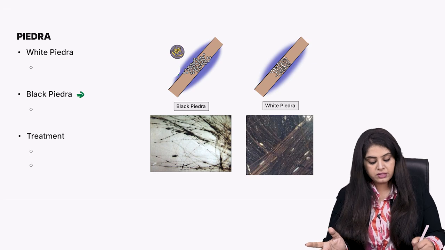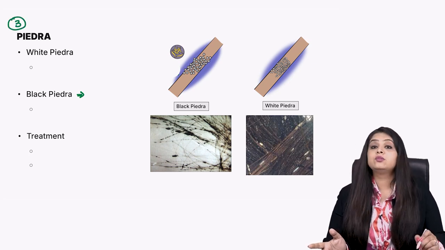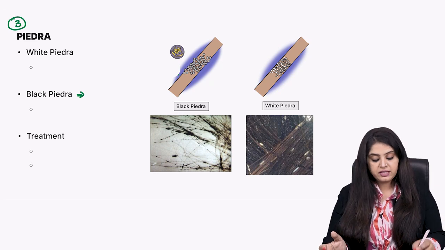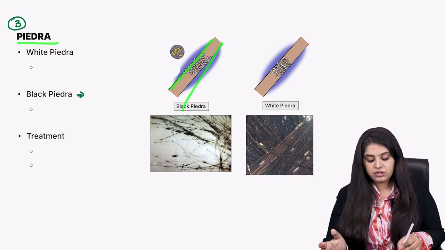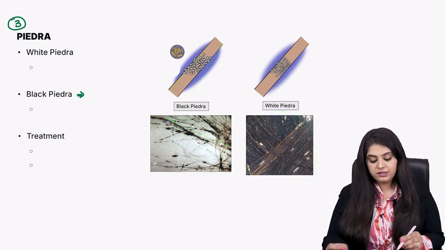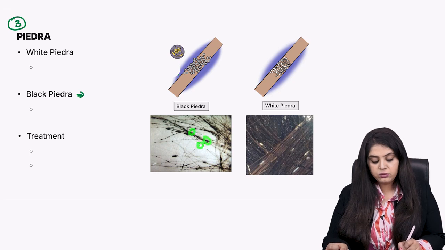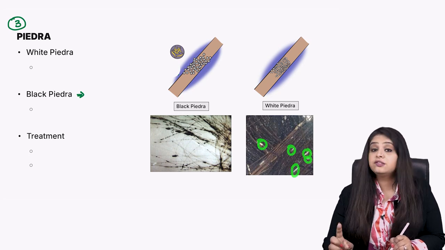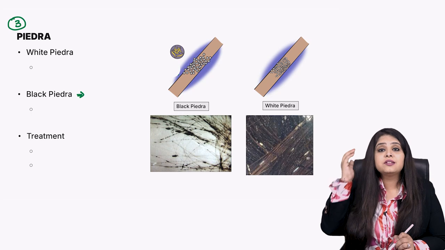Let's also talk about a little bit to do with hair, and that is known as piedra. Now in piedra, there are two types. You can see this is a hair shaft, as you can see clinically also over here. Sometimes in some people, you will see that either some black nodules are going to be stuck on the hair, or some white nodules are stuck on the hair. This is not dandruff. Dandruff is something that is stuck on the scalp.